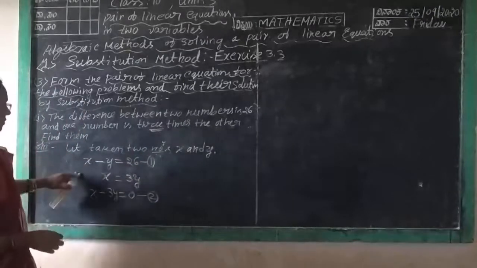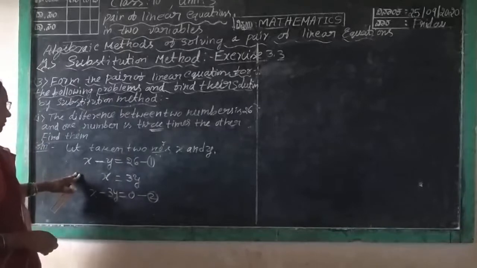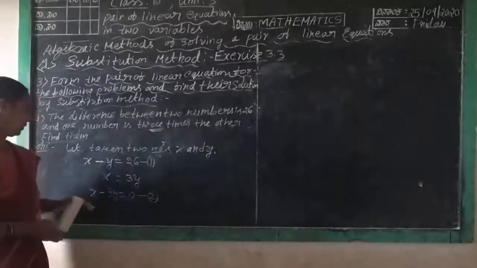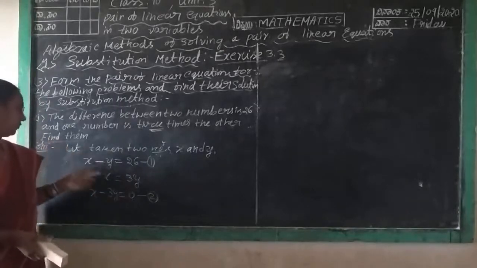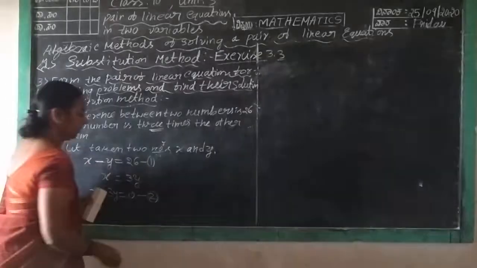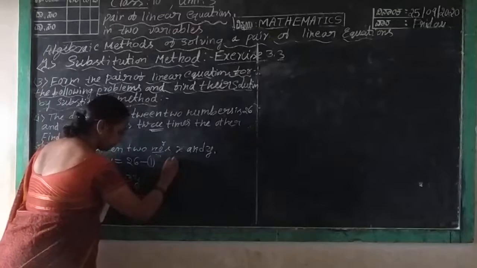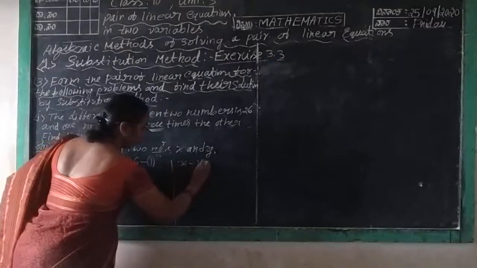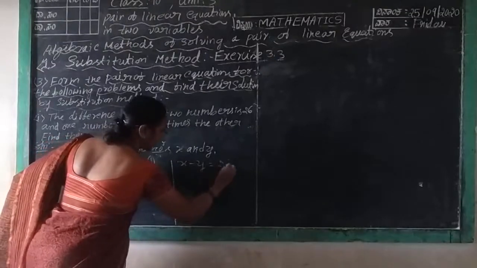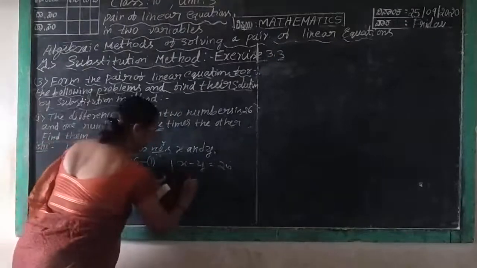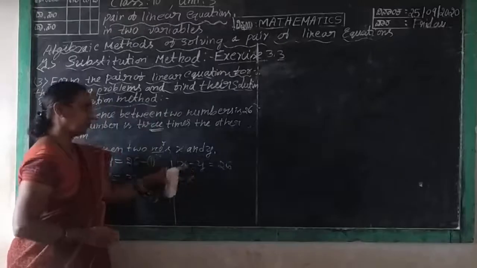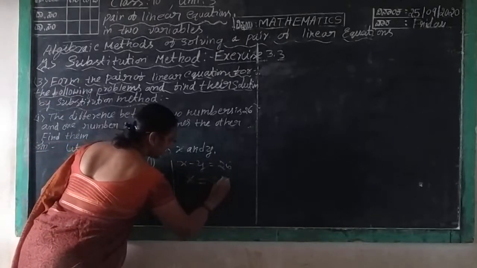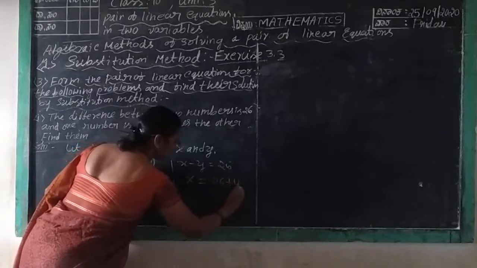Then we will find the x value and y value. First, take the first equation: x minus y is equal to 26. Then we shift minus y to the other side, and we get the x value as 26 plus y.